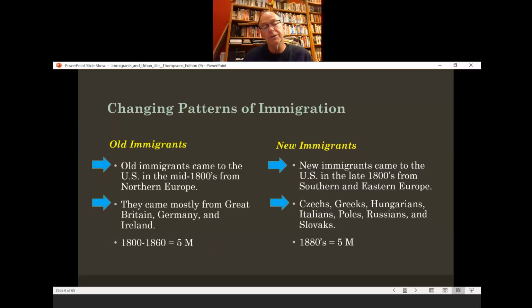Now, these new immigrants, the reason they came up with these names is because the people who were here were seeing these people come in, and they're coming from different places. And so literally they're like, well, the ones that have been here, we're going to call them the old immigrants. And now these new ones coming in, we're going to call them the new immigrants. And they're coming in the late 1800s. And in the 1880s, 5 million came in. And that's in a 10-year period. It was the same amount of immigrants that had come in 60 years previously.